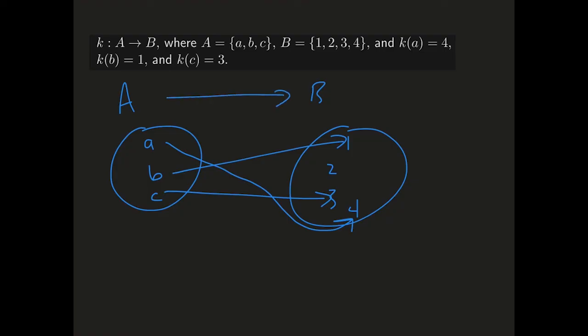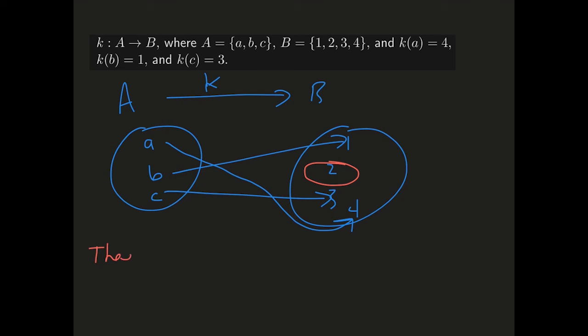So here we have a function k from A to B defined as given. K of a is equal to 4. There's this arrow. K of b is equal to 1. K of c is equal to 3. So there we go. So is this surjective? Well, no, it isn't, because I have 2 right there. Nobody gets mapped to 2.